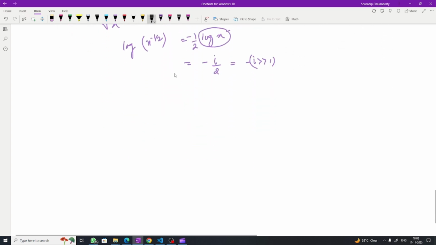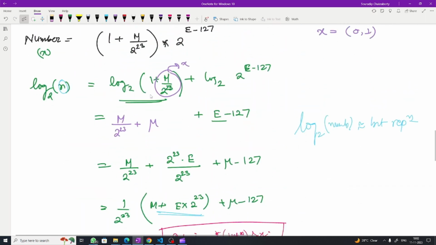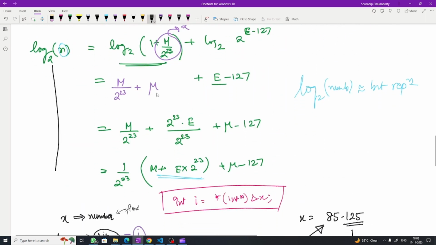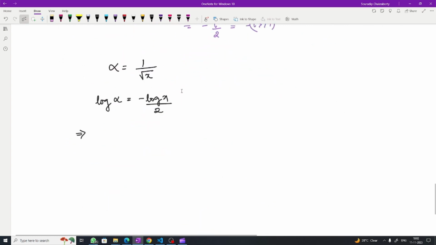To compute what exactly is being negated, let's take alpha equal to say 1 by root x. Okay, so log alpha equals what? Log x minus log x by 2. Clear? Now log x was finally computed to this thing. So log alpha will be computed to a similar thing.